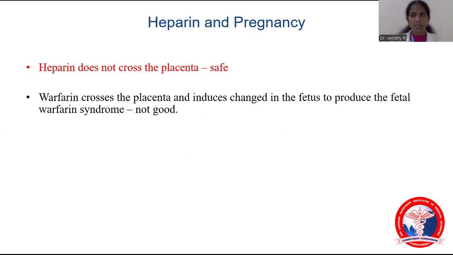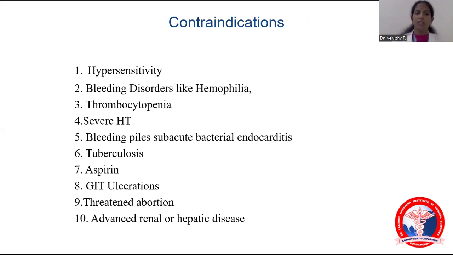And always in case of pregnancy, heparin is the drug of choice because, as I told, because of its high molecular weight, it does not cross the placental barrier. So in pregnancy, heparin is always the drug of choice if required. Then the contraindications to anticoagulants or to heparin all remain the same, because even for oral anticoagulants the contraindications are the same.